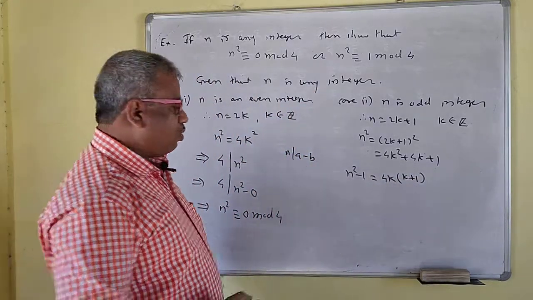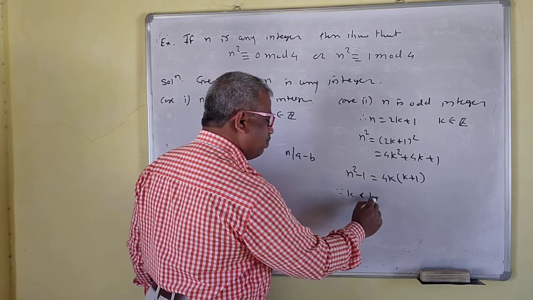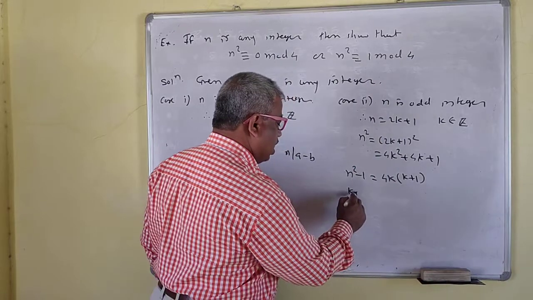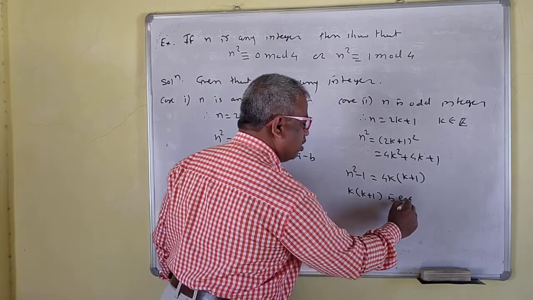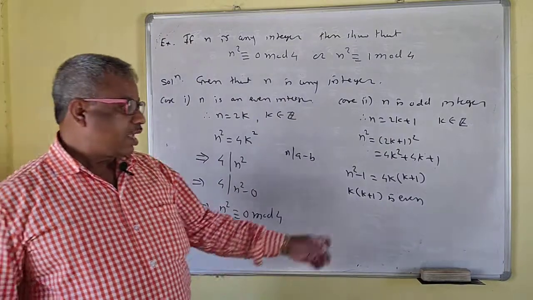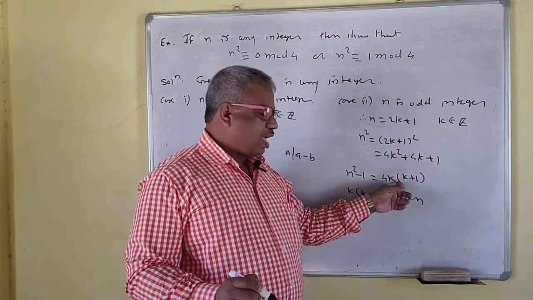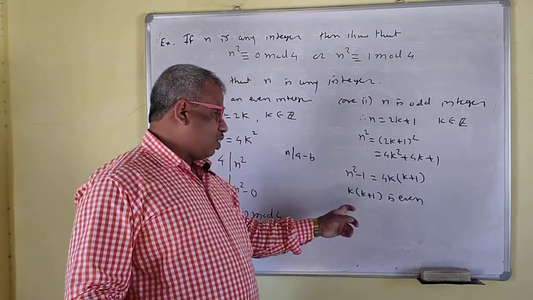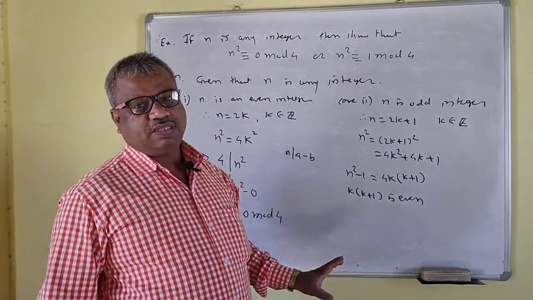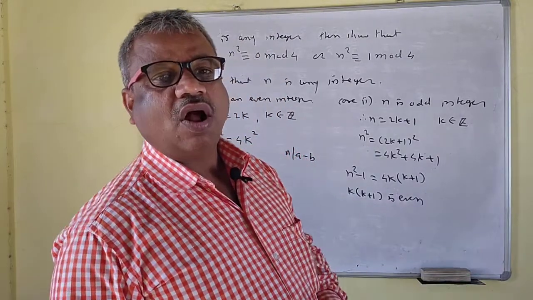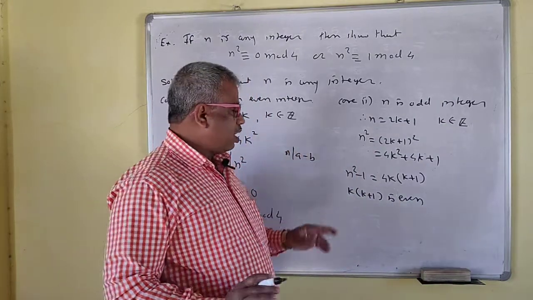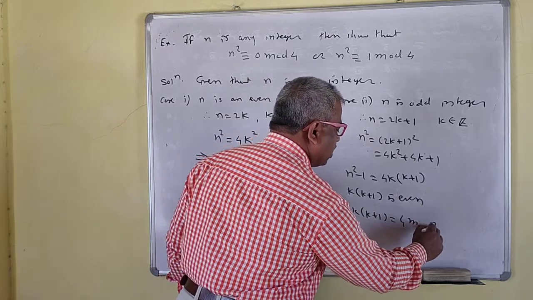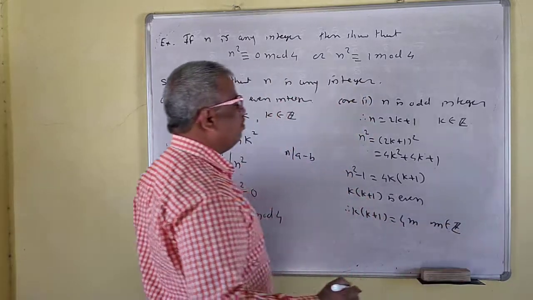Now since k into k plus 1 is even, because k is an integer. Suppose k is even, then k plus 1 is odd. If k is odd, then k plus 1 is even. That means one of them is even, and the product of even and odd is always even. Therefore k into k plus 1 is equal to 2m, where m belongs to Z.